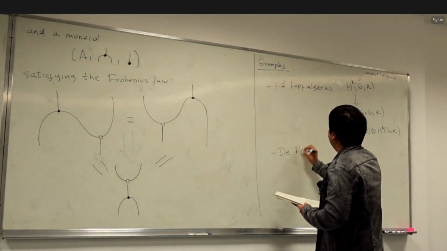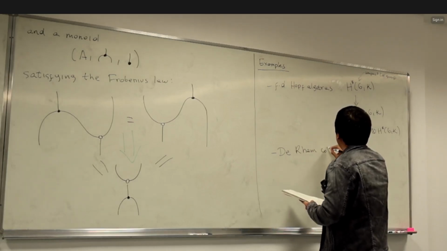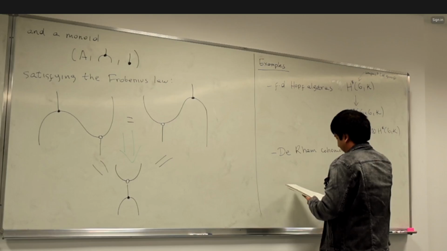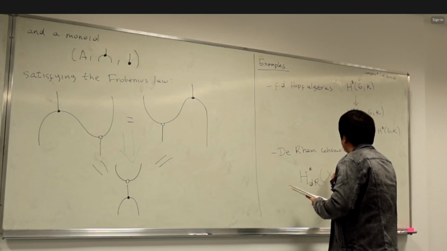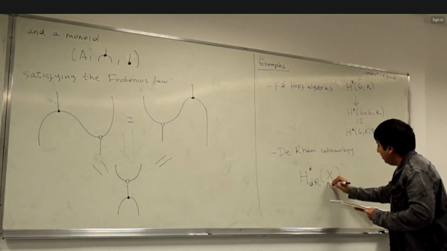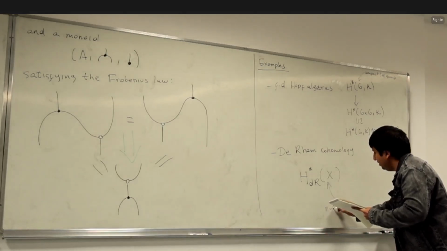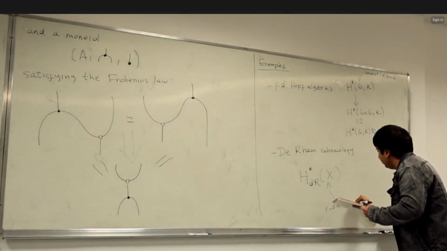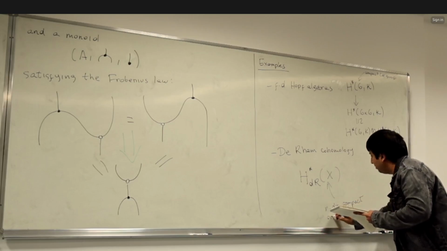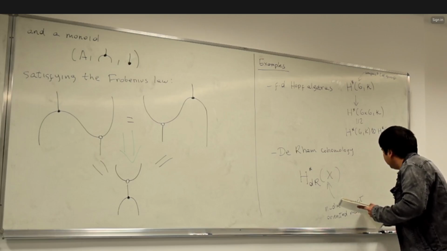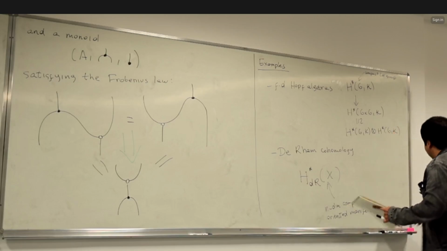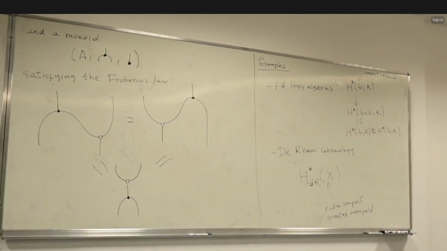Another example, the homology of X, where X is an n-dimensional compact oriented manifold. But of course, a simpler example is given by the group algebra.